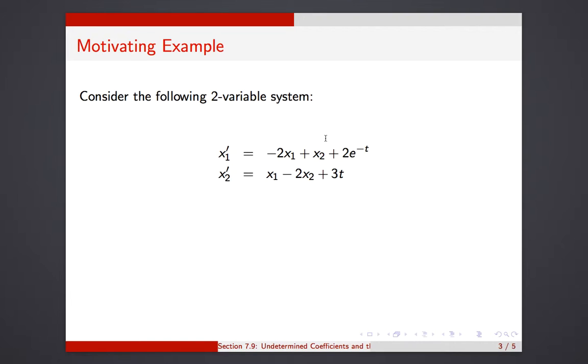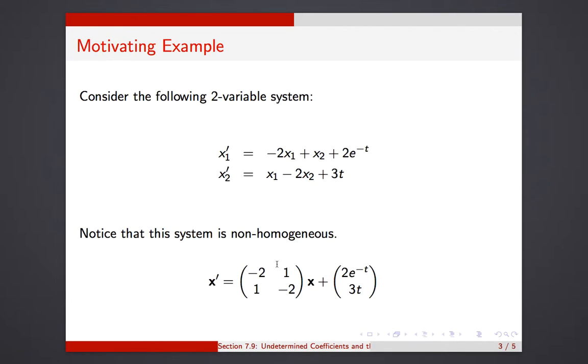Notice that this piece here, this slice that I'm circling, by itself is homogeneous. This looks exactly like what we've been dealing with for a week and a half now. But when you tack this on at the end, you still have a linear first order system. It's just not homogeneous anymore.